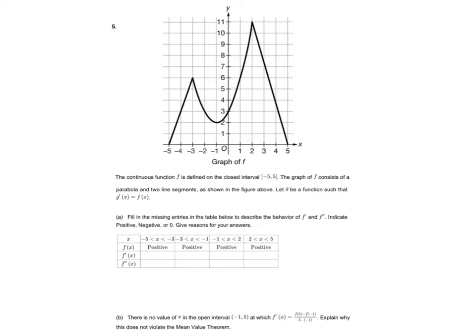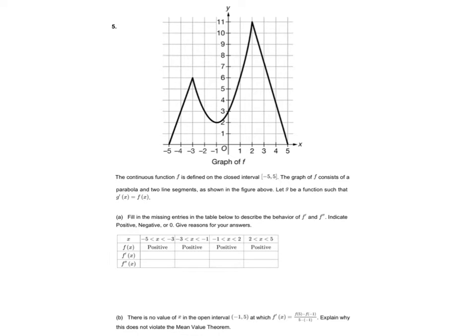All right, this one gives a graph of f, and it tells you the continuous function f is defined on the closed interval from -5 to 5. The graph of f consists of a parabola and 2 line segments as shown in the figure. Let g be a function such that g prime equals f. Fill in the missing entries in the table below to describe the behavior of f prime and f double prime. Indicate positive, negative, 0, and give reasons for your answers.